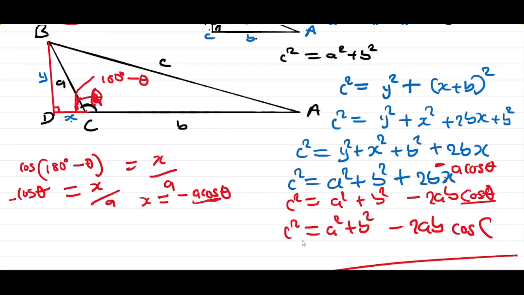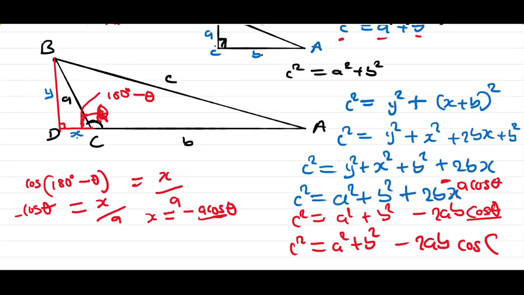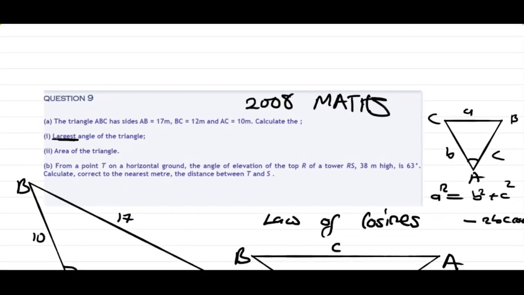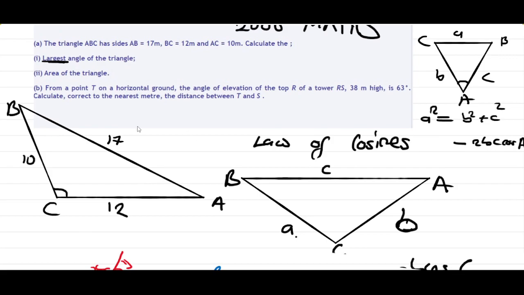Having equipped with these two, we can now tackle the first part of the problem. Let's look at it here. It says that we should find the largest angle of the triangle, and I already told you that for this triangle, c squared is a squared plus b squared minus 2ab cos c. So let's use it and see if we can get the angle. Let me wipe the board.